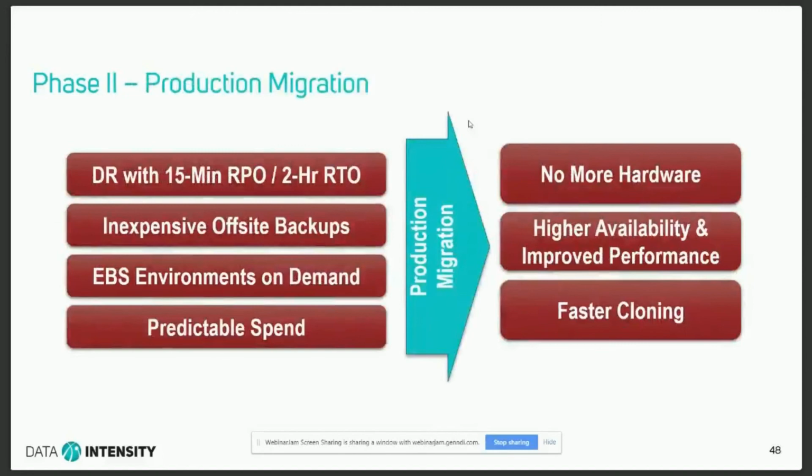Second phase of that was production migration. So on the left-hand side, you see the results of phase 1. After production, obviously they got rid of their hardware, higher availability levels, automated provisioning with Terraform in the case of a disaster, significantly improved performance, faster cloning. So overall, they got some significant management benefits.